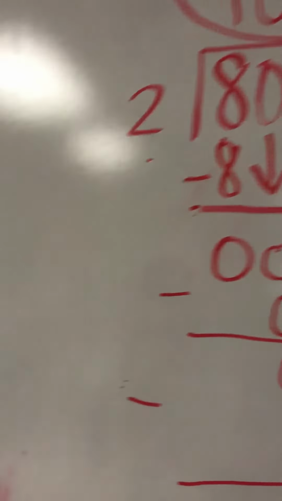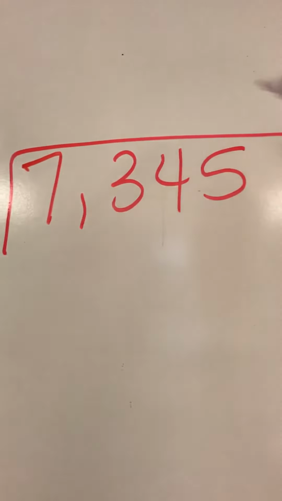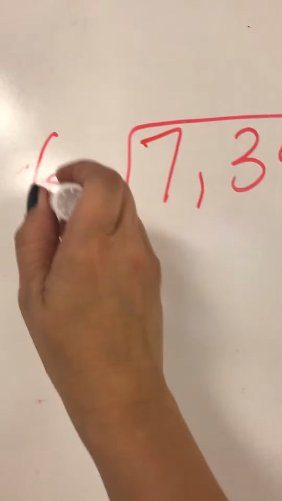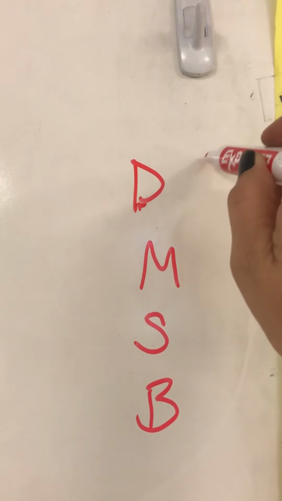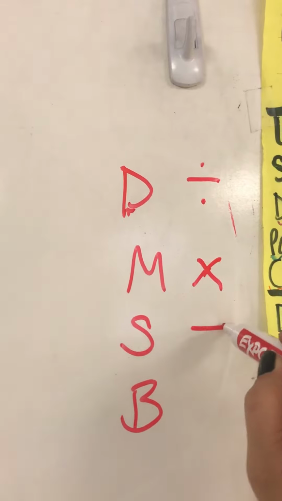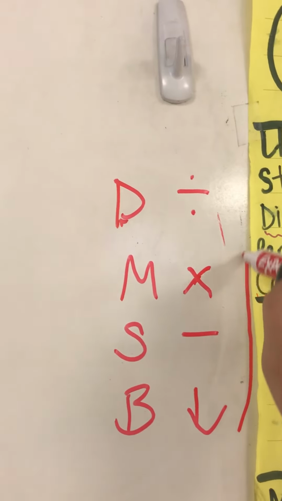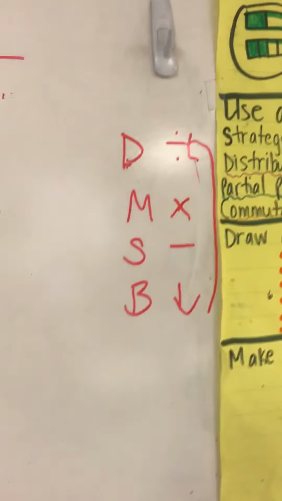Let's do another example with a 4-digit number. So let me erase this and give a 4-digit number. So for example, if I gave you 7,345, and we wanted to divide that by 6. We're again going to use our steps of daddy, mother, sister, brother to remind us that we always start off by dividing, multiplying, subtracting, and then bringing down, and then repeating the process again, however many times, depending on how big the number is.